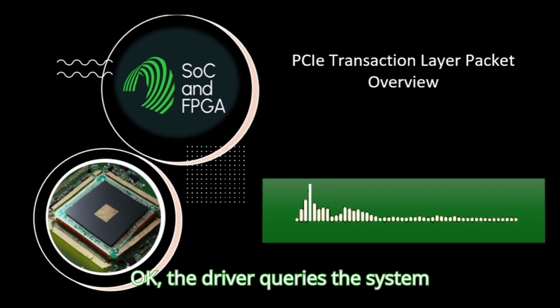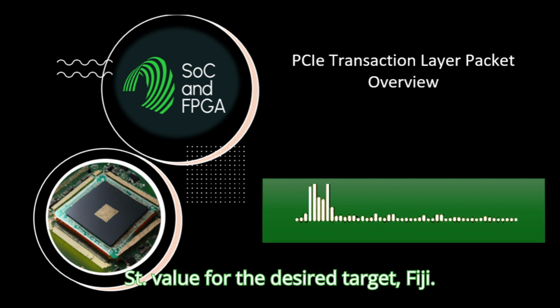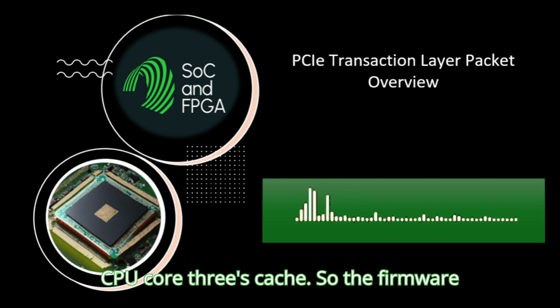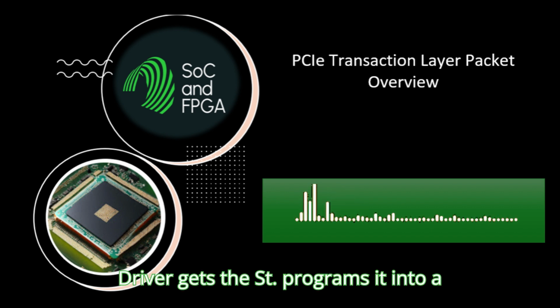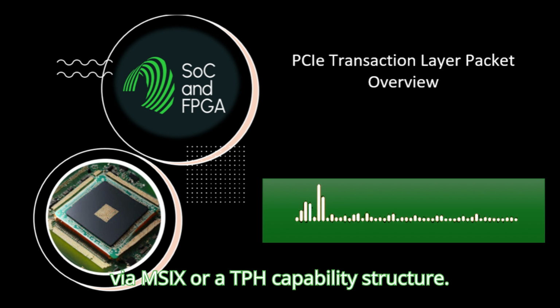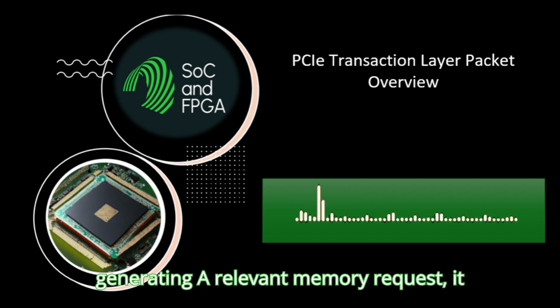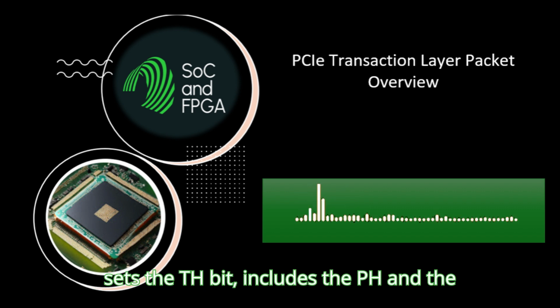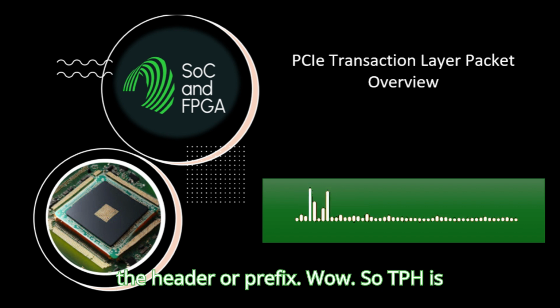Okay. The driver queries the system firmware, like ACPI, to get the correct ST value for the desired target, e.g. CPU Core 3's cache. So the firmware knows the system's internal map. Right. Driver gets the ST, programs it into a steering tag table in the endpoint device via MSI-X or a TPH capability structure. Then the endpoint uses it. Yep. When generating a relevant memory request, it sets the TH bit, includes the PH, and the appropriate ST from its table, maybe in the header or prefix.